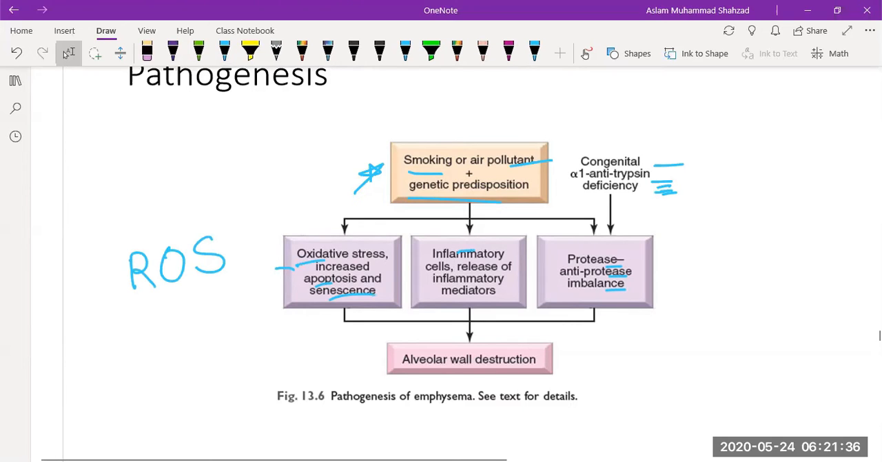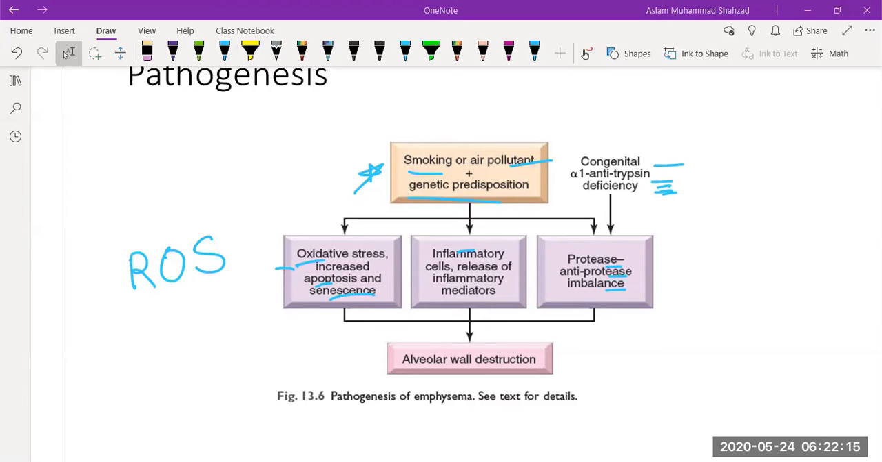And what are the inflammatory mediators that will be released? We can say that the common inflammatory mediators are leukotrienes and tumor necrosis factor, and these attract more chemotactic factors to release more pro-inflammatory cytokines and then cause death or insult to the alveolar sacs. Then the protease and anti-protease imbalance is caused because several proteases are released from the inflammatory cells and epithelial cells that break down the connective tissues.